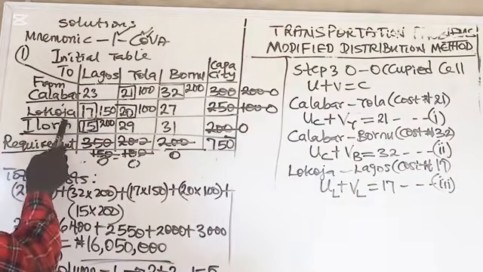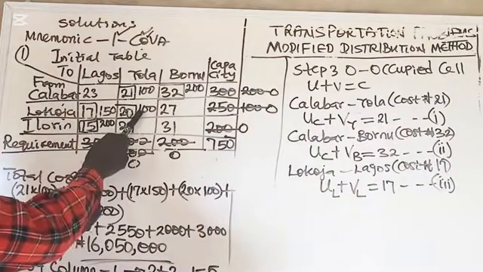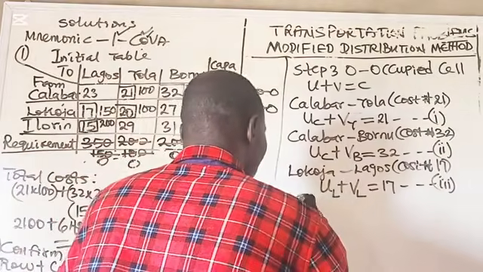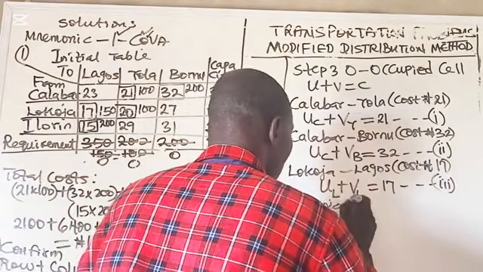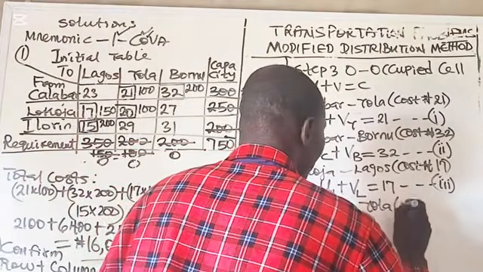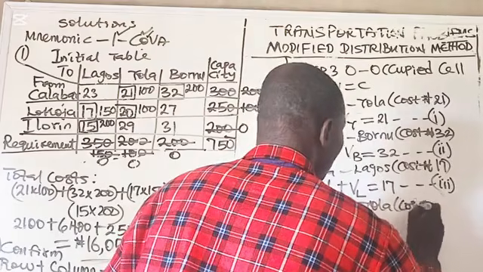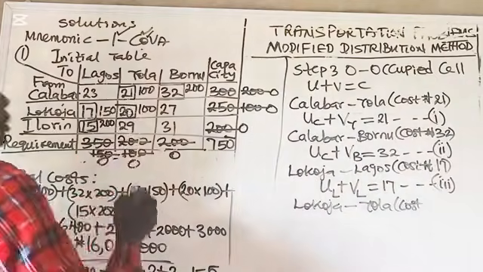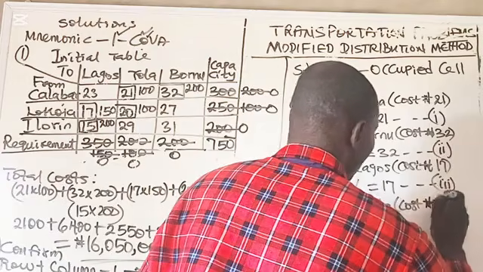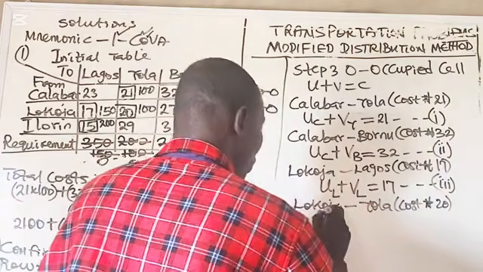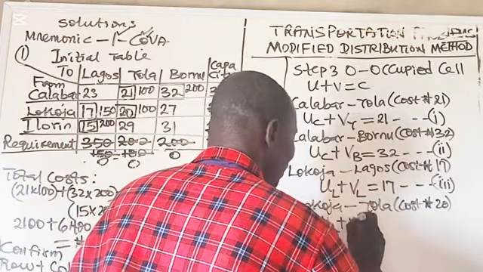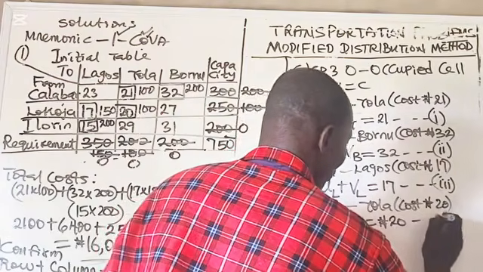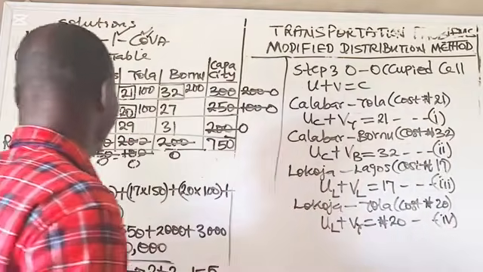Then the next occupied cell is Lokoja to Yola. The cost is 20. So that means we have U Lokoja plus V Yola equals 20. Equation 4.